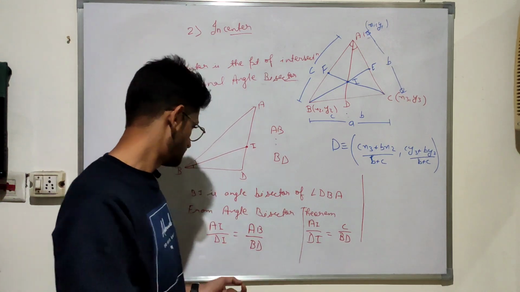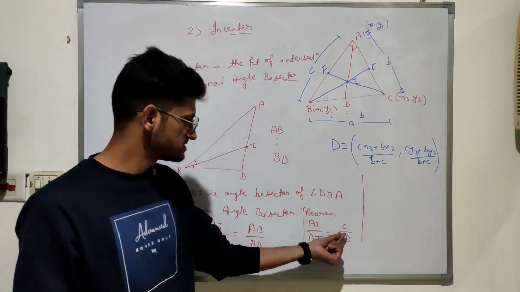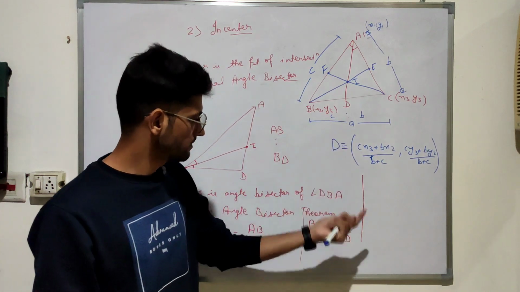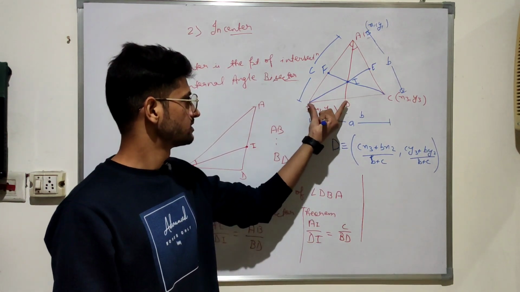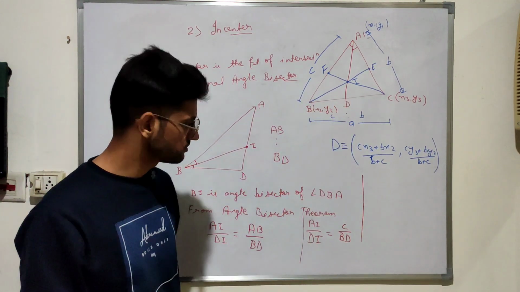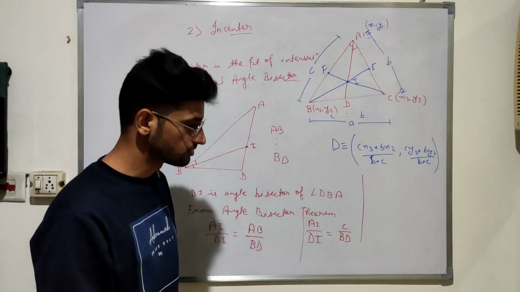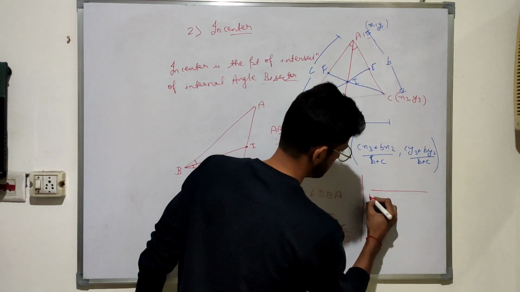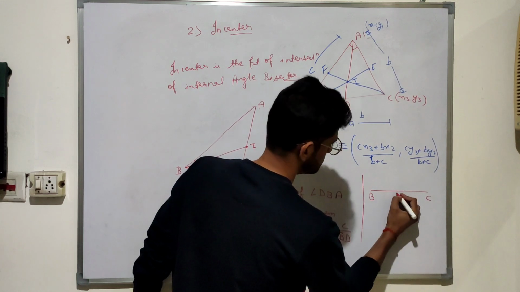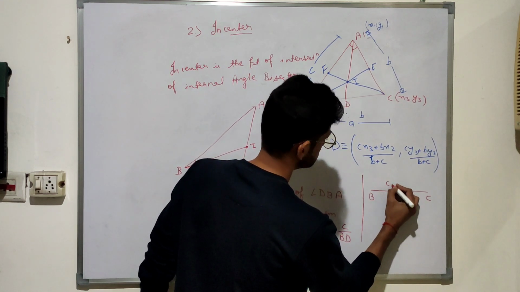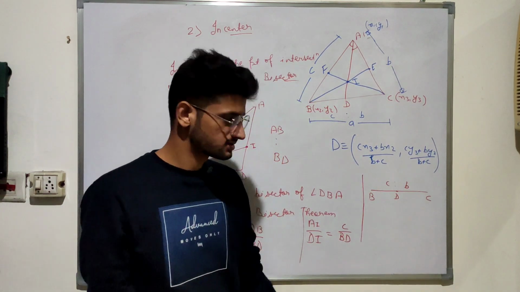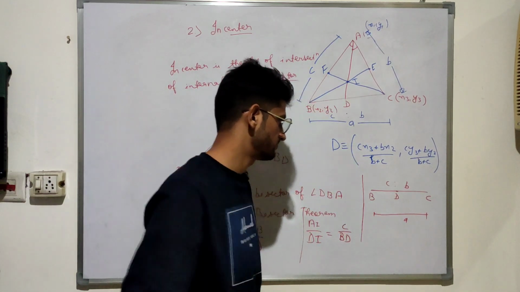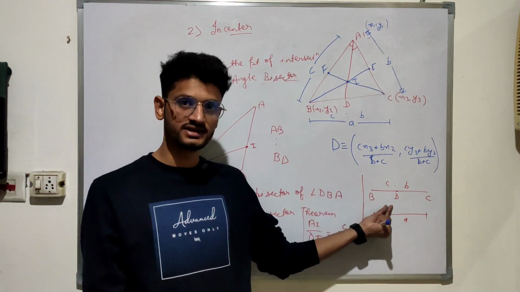So basically we have AI upon DI is equal to C upon BD. C is the side length and BD is the length of this part. We need to write BD in terms of C also. So how will we do that? Now here we have B and C, and D is the point dividing BC in the ratio C to B. Also we know the side length of BC is A. So we need to find what the portion BD is.